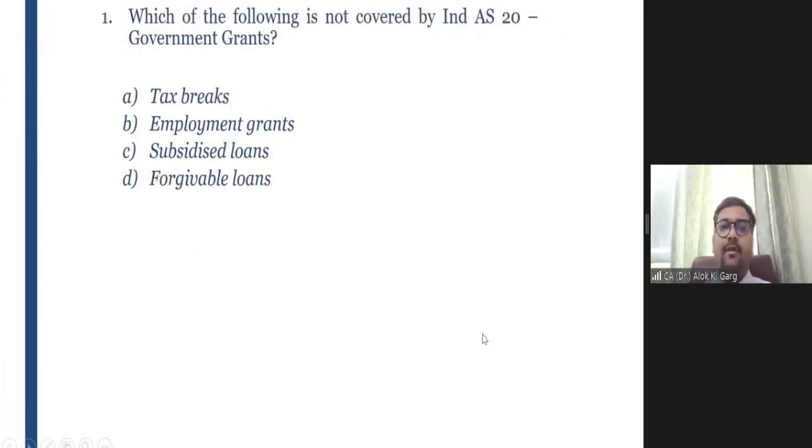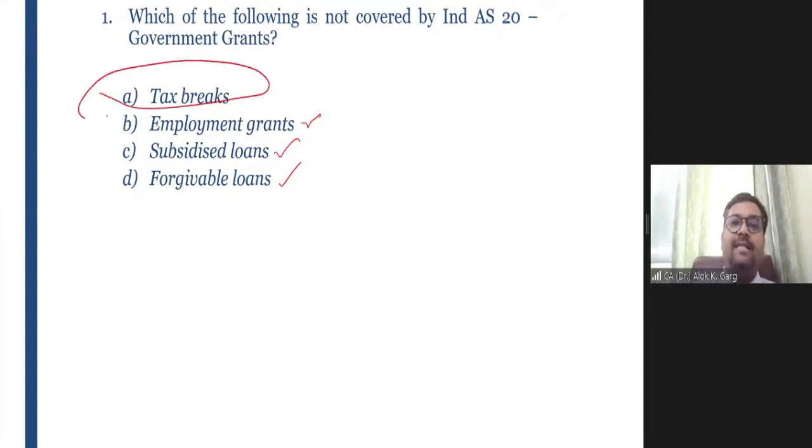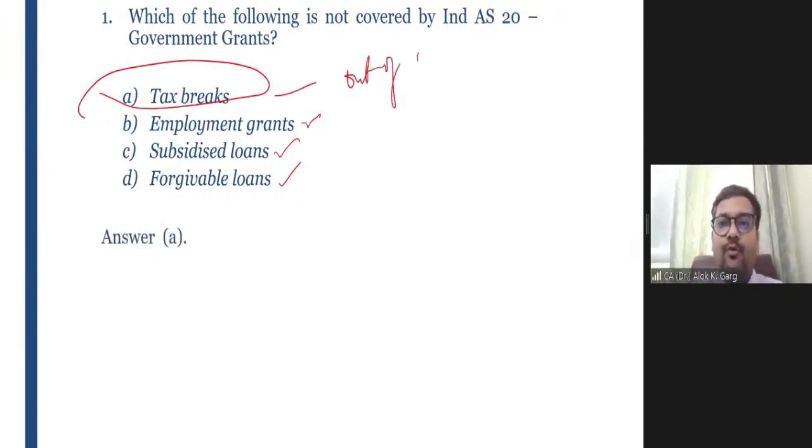Which of the following is not covered by Ind AS 20 government grant? Employment grant, subsidized loan, forgivable loan, which is not covered? Which is not covered, guys? Yes, tax breaks are not covered. You're right. So A is the right answer. This is out of the scope. This is covered under Ind AS 12.